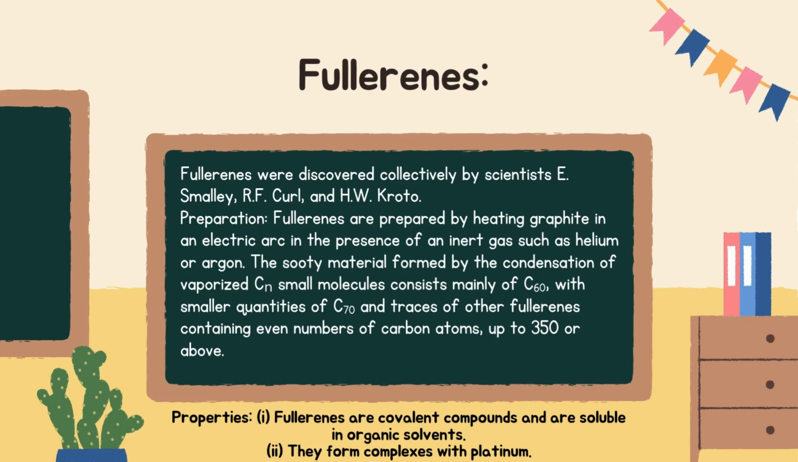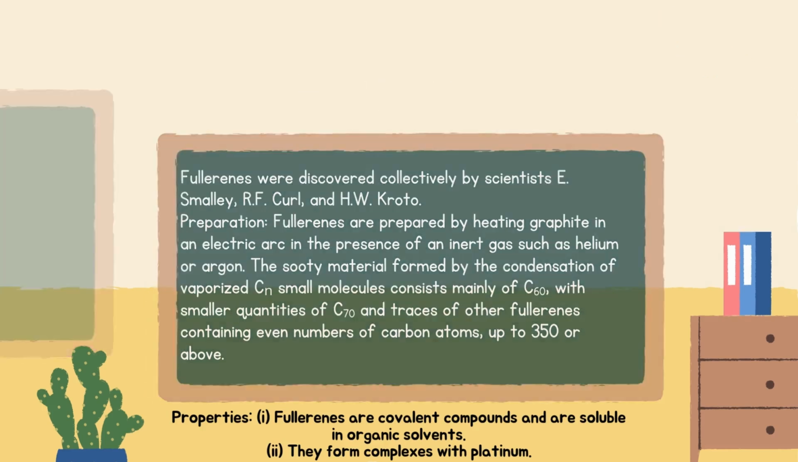The sooty material formed by the condensation of vaporized C₆₀ small molecules consists mainly of C₆₀, with smaller quantities of C₇₀ and traces of other fullerenes containing even numbers of carbon atoms, up to 350 or above. Properties. 1. Fullerenes are covalent compounds and are soluble in organic solvents. 2. They form complexes with platinum.